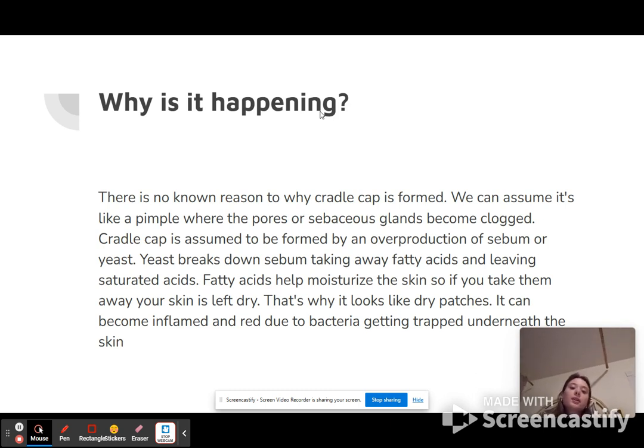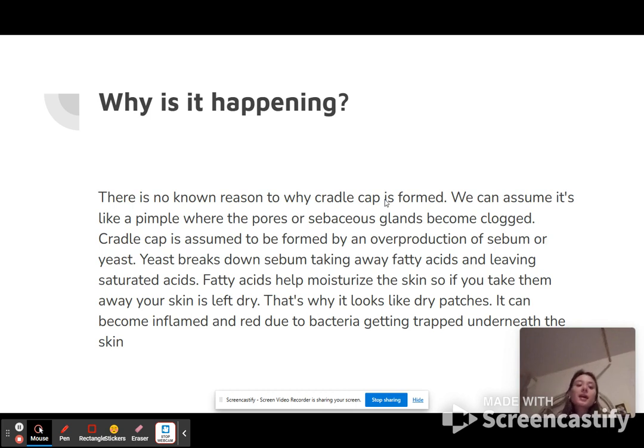And then there's no actual reason proven as to why it happens, but the main reason is going to be overproduction of oil in your sebaceous glands. And then we can assume it's like a pimple or pores getting clogged, because basically when your pores get clogged, it produces a pimple, which is filled with stuff. And cradle cap, it's a buildup, so it's like a bunch of stuff on your scalp.